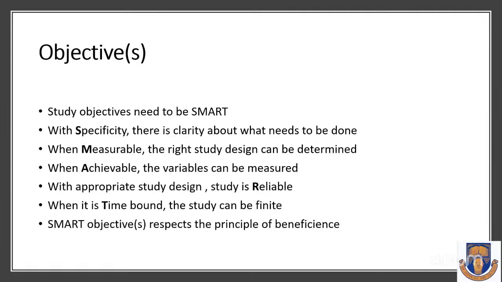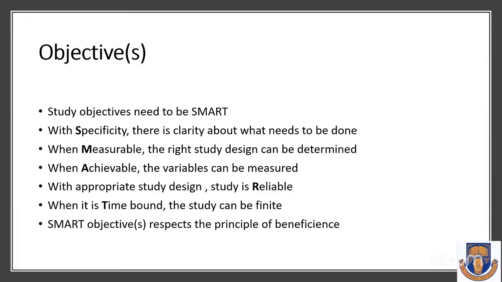So how do we write a SMART objective? Know that SMART means there are 5 critical things you want to find when you look at an objective. You want to be sure it's specific. You want to be sure it's measurable. You want to be sure it's achievable. You want to be sure it's reliable. You want to be sure that there's timeliness to it. And when we're thinking about the context of ethics, SMART objectives respect the principle of beneficence.